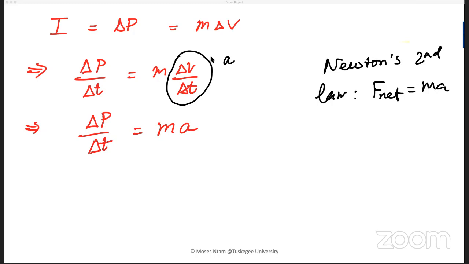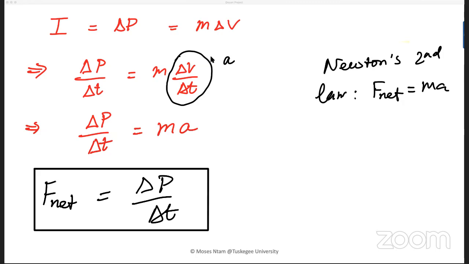So one could say that the net force is equal to change in P divided by change in T. Okay, and from here, we could take it further and say that this relationship means that change in P is equal to F net times delta t. You can put the arrow on top to emphasize the fact that P and F are vectors.